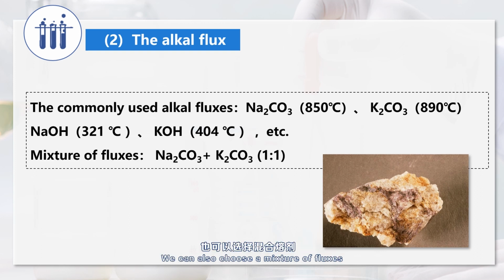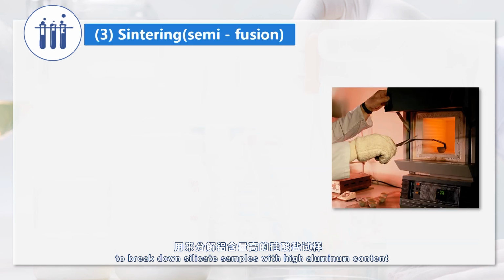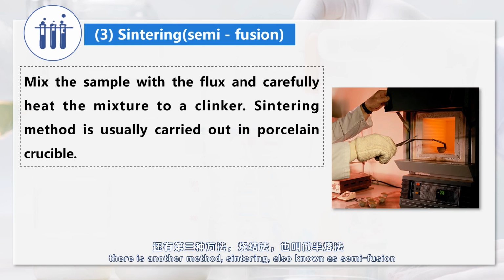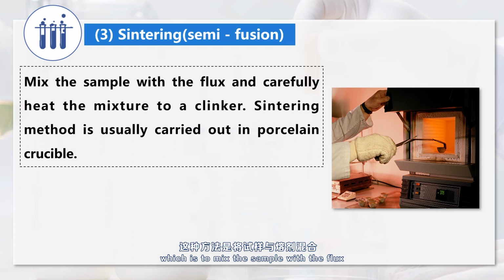Choose a mixture of fluxes, such as sodium carbonate and potassium carbonate at a ratio of 1:1 to break down silicate samples with high aluminum content. In addition to dissolution and fusion, there's another method, sintering, also known as semi-fusion, which is to mix the sample with the flux and carefully heat the mixture to a clinker.